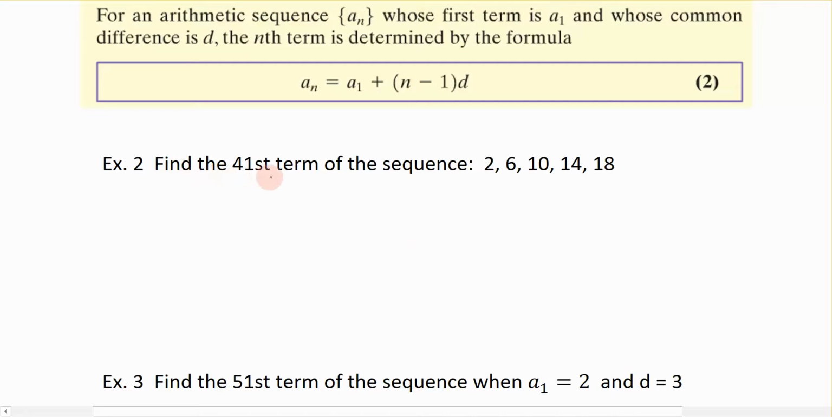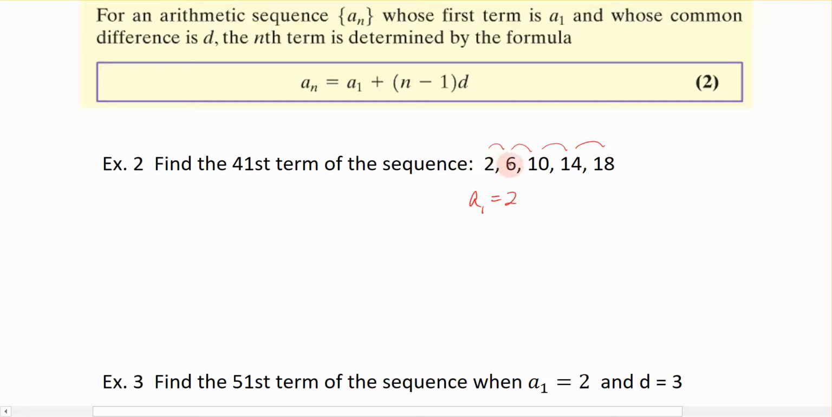The first one says find the 41st term of the sequence 2, 6, 10, 14, and 18. Well, in order to apply this formula, I need to know what a sub 1 is, as well as what d is. So we're going to look at the sequence that was already given to us. I know that a1 is equal to 2 because it's the first number in my sequence, and I need to determine what d is.